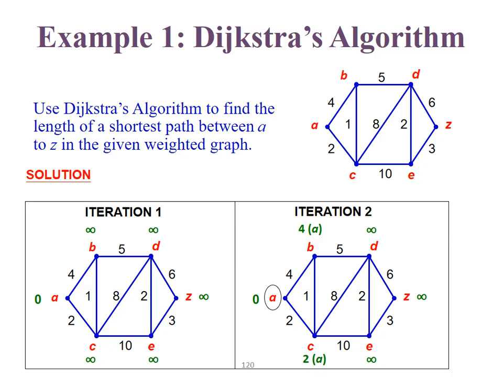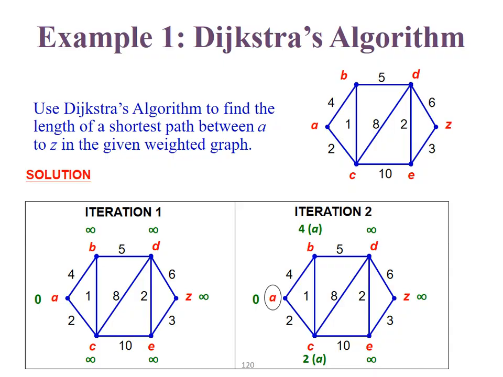So now we have L(A) in our set, and we connect the edges AB and AC, because B and C are vertices not in the set S. But we need to consider the length of A plus 4, if this is the length of B. So in this case, the length of B is infinity, and 0 plus 4 is less than infinity. If it follows, then we will update the length of V. In this case, we update the length of B.